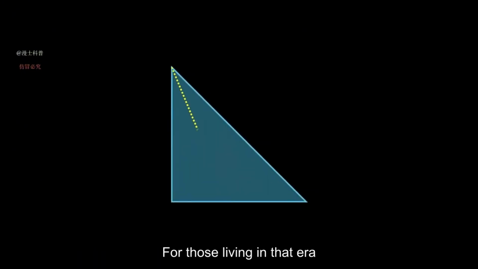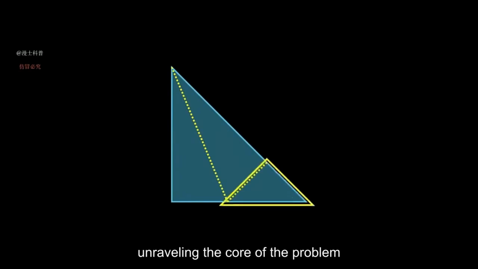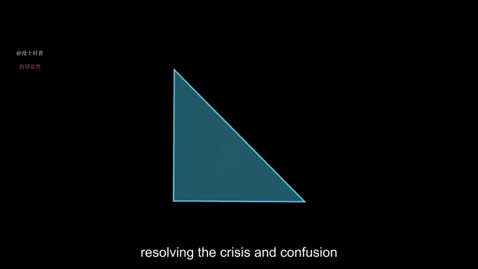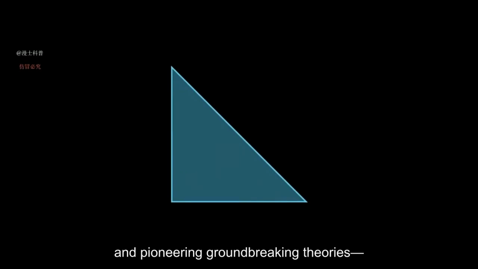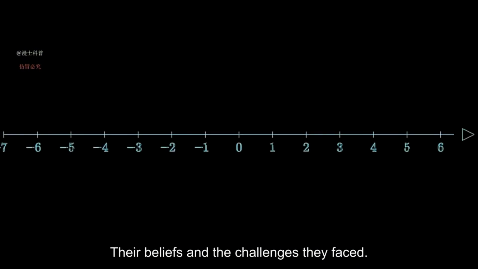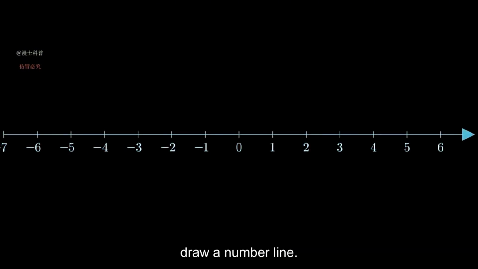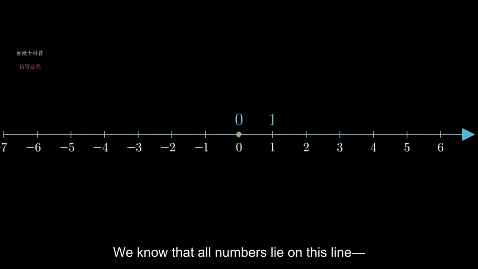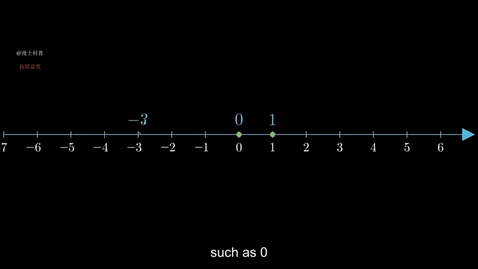For those living in that era, unraveling the core of the problem, resolving the crisis and confusion, and pioneering groundbreaking theories. This is innovation. Now, let us take a closer look at the Pythagoreans, their beliefs and the challenges they faced. For instance, draw a number line. We know that all numbers lie on this line, such as 0, 1, -3, to 0.5, and so on.